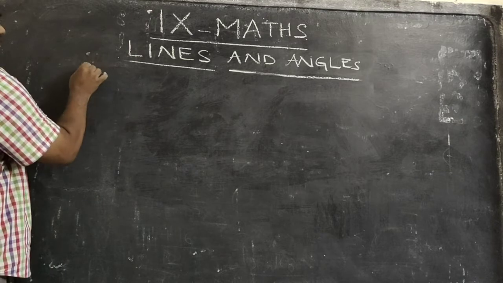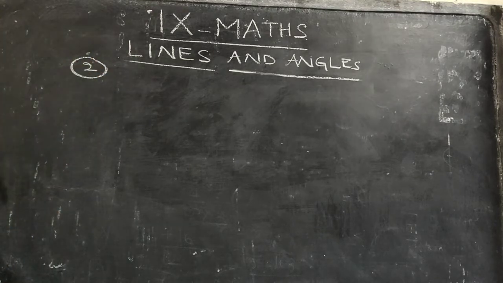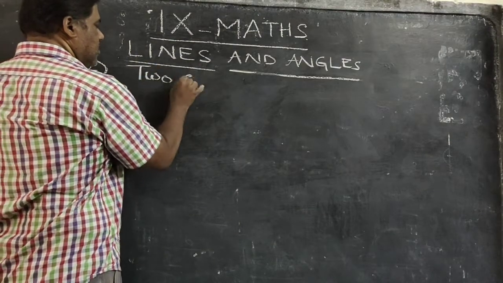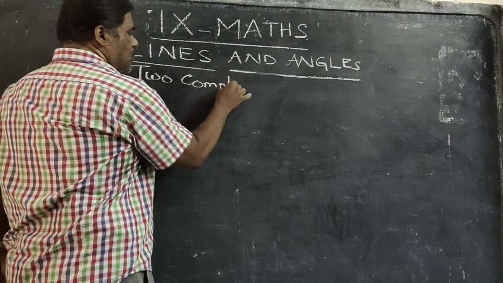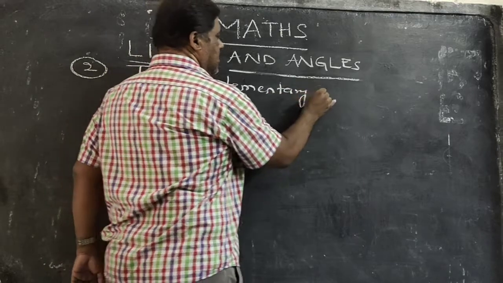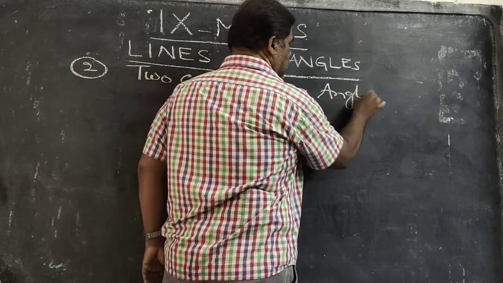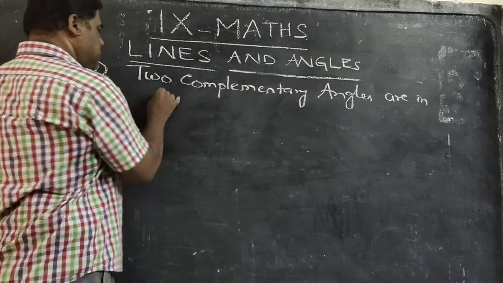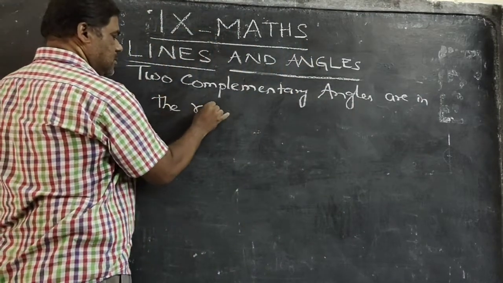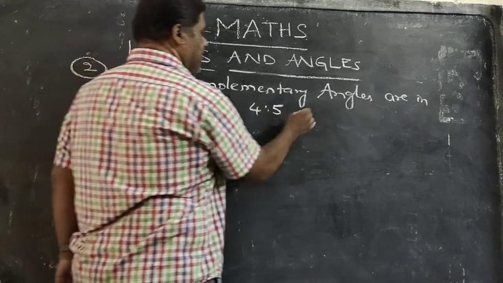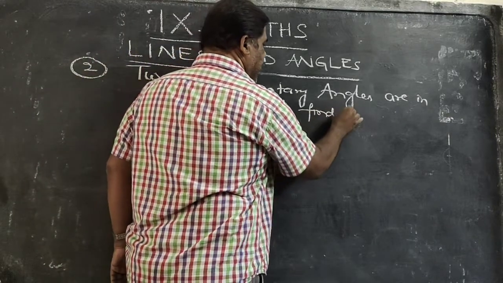Right, next problem. Two complementary angles are in the ratio 4:5. Find the angles.